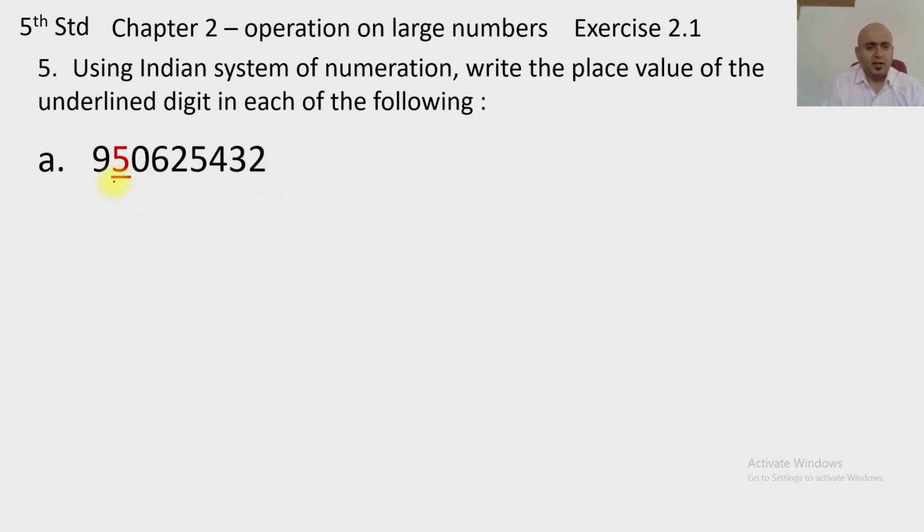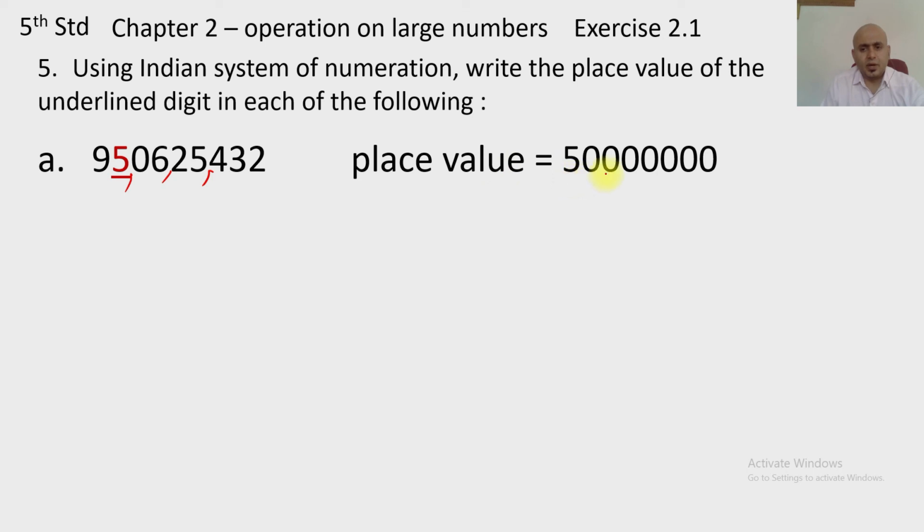So to find the place value of 5: ones, tens, hundred, comma, thousand, 10,000, comma, lakh, 10 lakhs, comma, crore. That is, 5 is in crores place. You have to write 5 first, and for the remaining places you have to write zeros. That is 7 zeros. If you add 7 zeros to it, this becomes 5 crore. So the value of 5, the underlined digit, is 5 crore. Therefore, the place value of 5 is 5 crore.